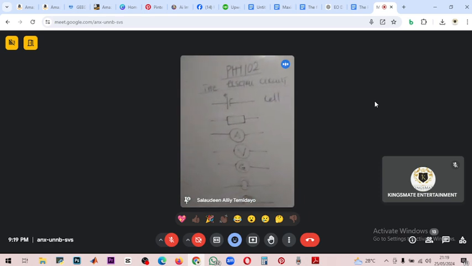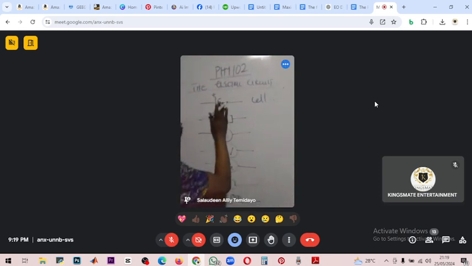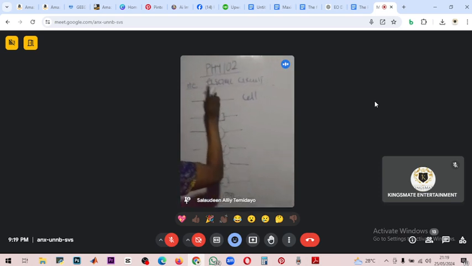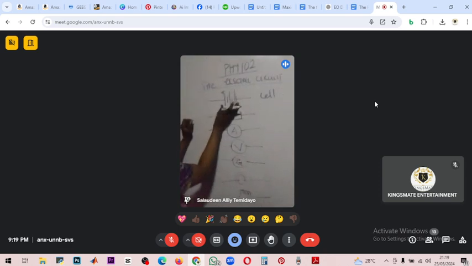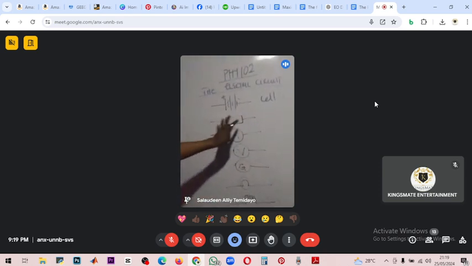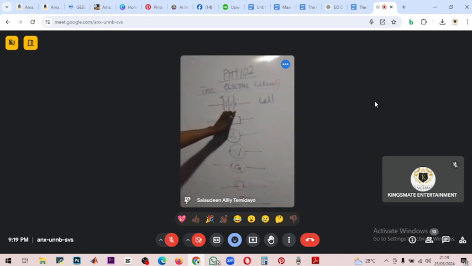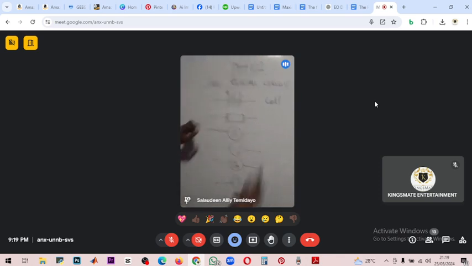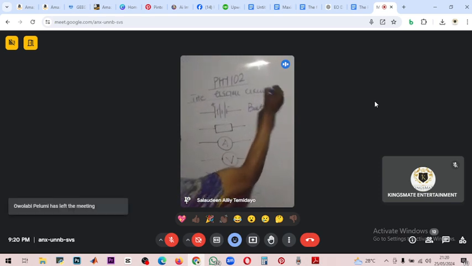Everyone note it now. When I have more than one cell, it becomes a battery. I have 3 cells here now, positive, negative. So this becomes a battery. 3 cells that are linked serially, in series. This is a battery. So I will call it a battery now. A battery is a combination of more than one cell.